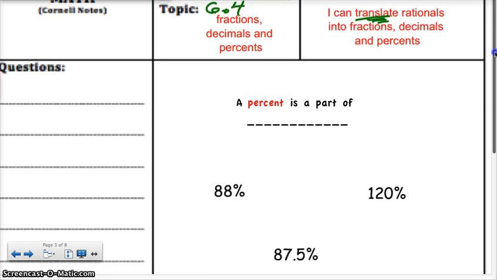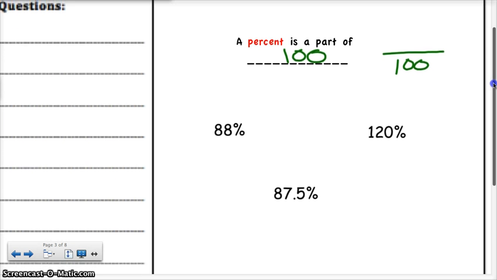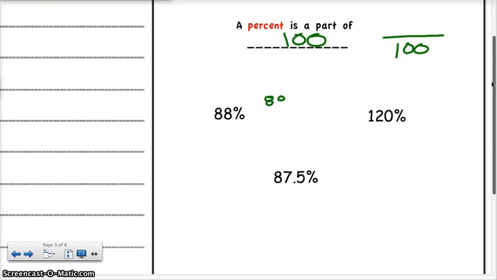So, first thing, a percent. A percent is a ratio. It is a part of, what's its whole? 100. A percent is part of 100. So when you say it's part of 100, that means it's a fraction, something over 100. So it's some kind of percent that you have over 100 in whole number form, not in the decimal form. 88%, 88 over 100, and you simplify. What's that? 44 over 50, and then I simplify again, 22 over 25.